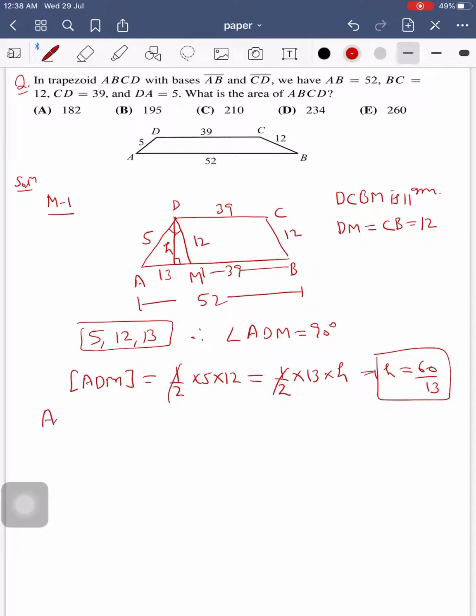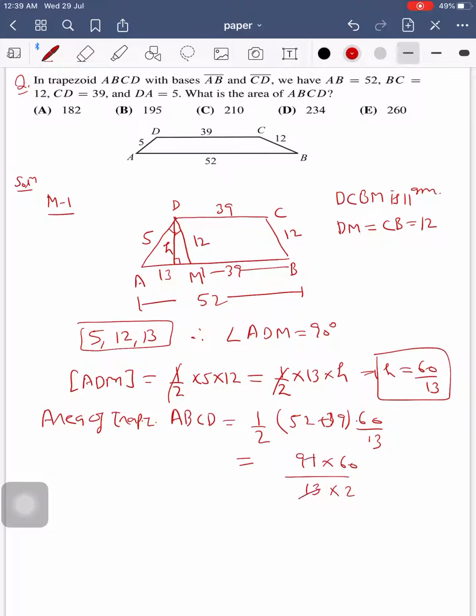If H is 60 over 13, then the area of trapezium ABCD equals 1 by 2 into the sum of parallel sides, 52 plus 39, into the distance between the parallel sides, that is H, 60 over 13. 52 plus 39 is 91. 91 into 60 upon 13 into 2. 13 into 7 is 91, so 2 into 30 is 30, and 30 into 7 is 210. The correct option is C.